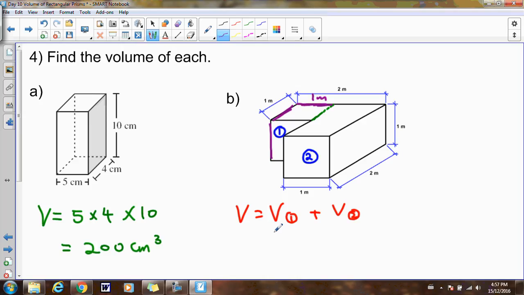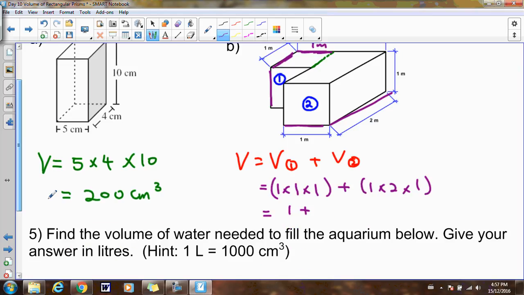Okay, so you're going to have length, which is 1, multiplied by the width, which is also 1, multiplied by this height, but we know that's just 1 because that's the same height for both, right? So that's the volume of the first box, plus the volume of the second one. That's easy. So that's just 1, right? Multiplied by the width, which is 2, multiplied by 1 again. If you add them together, you're going to get 1 plus 2, which is equal to 3. So it's 3 meters cubed.